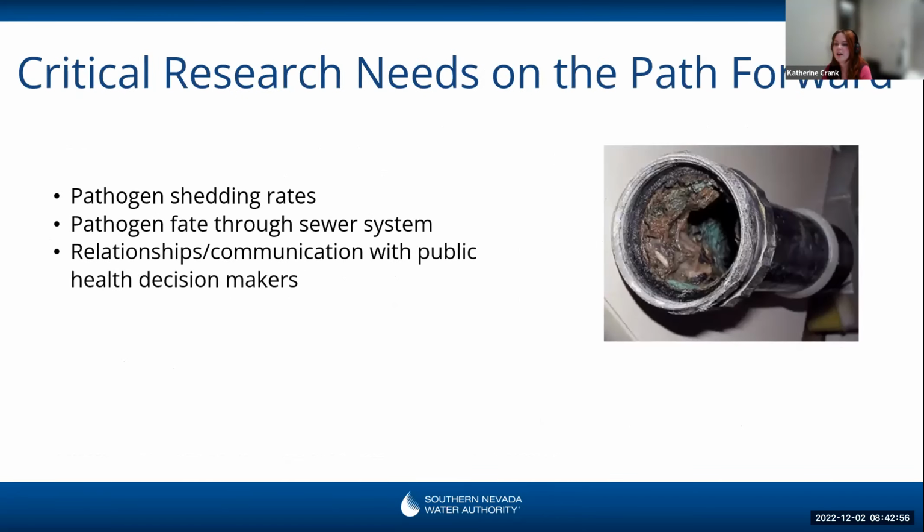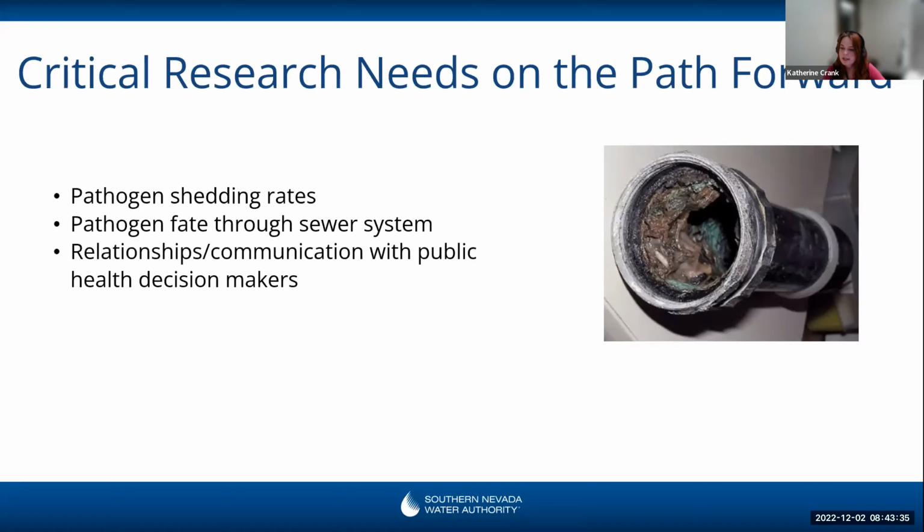Some critical needs on the path forward for wastewater surveillance of C. auris, as well as any additional pathogens we add to our wastewater surveillance portfolios, is pathogen shedding rates. This is a well-worn point in WBE, but to be able to quantitatively link concentrations of pathogens in wastewater to case counts, it really is important to have well-described and characterized shedding rates. We also could use more information on the fate of pathogens throughout the sewer system so we can better inform the way we interpret this data for public health actionability.